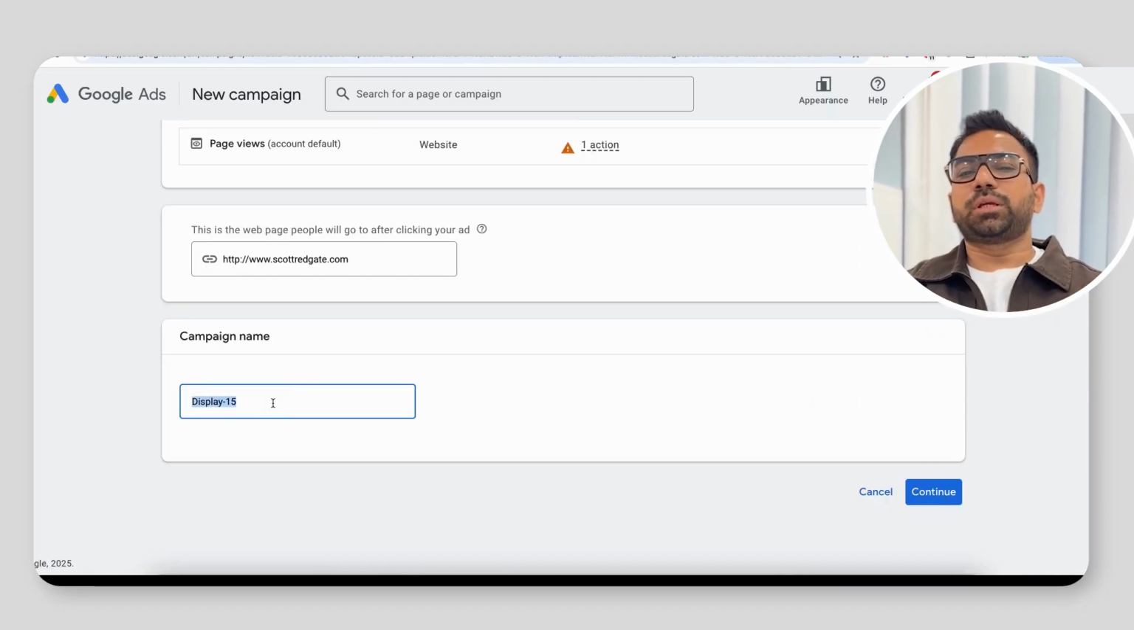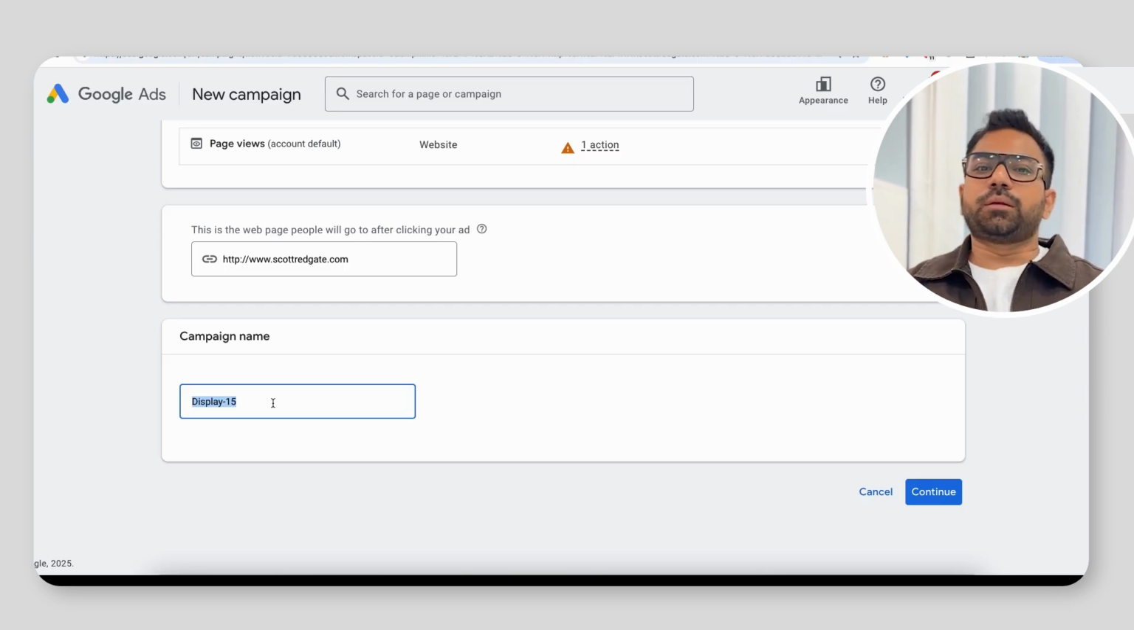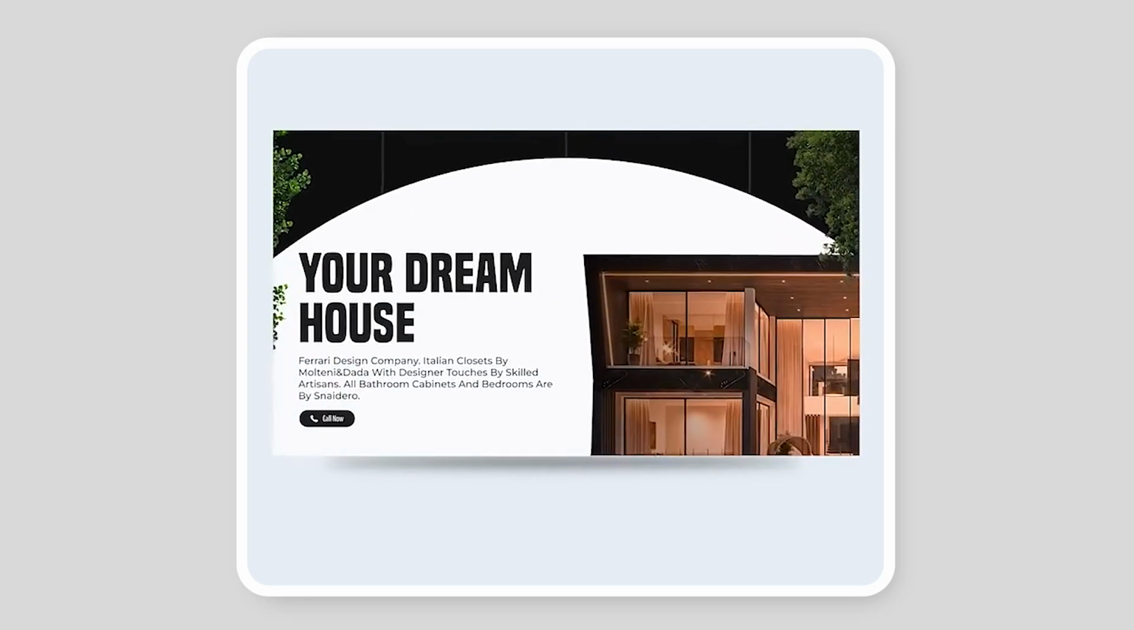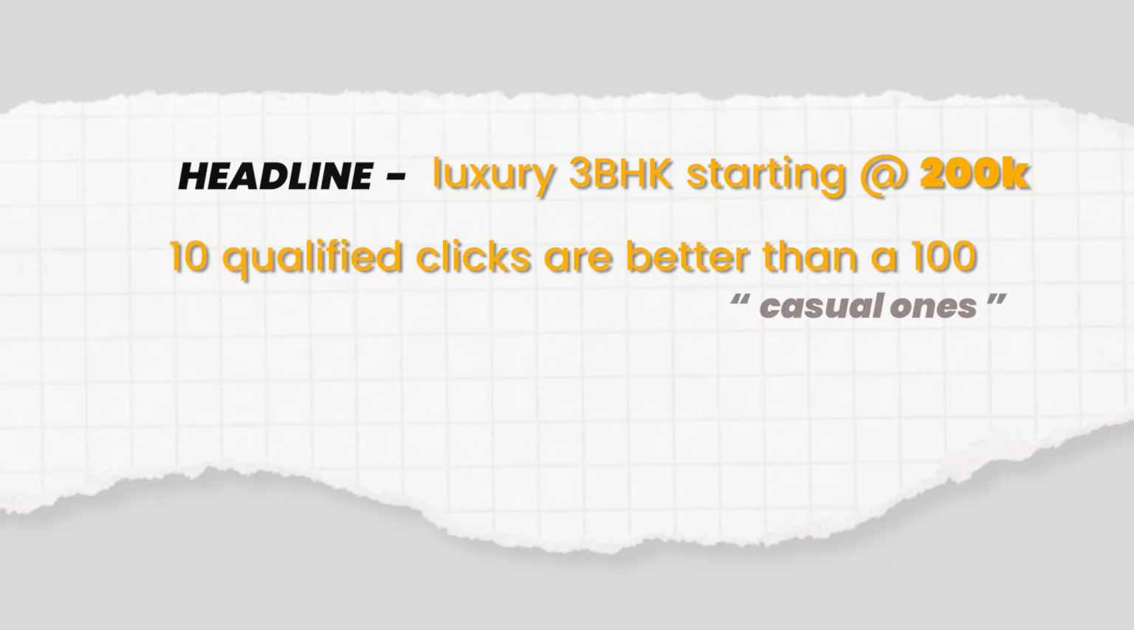Ad copy must filter aggressively. Leads are easy. Qualified leads are valuable. If flats start at $200,000, put the price in the headline, luxury 3 BHK starting at $200K. This discourages low budget clicks and saves money. 10 qualified clicks are better than 100 casual ones.